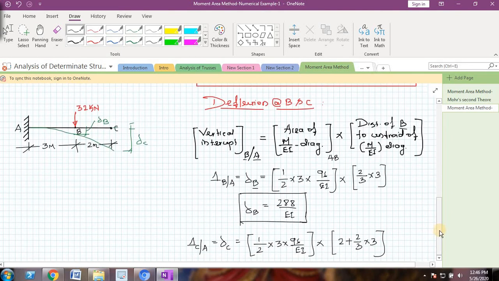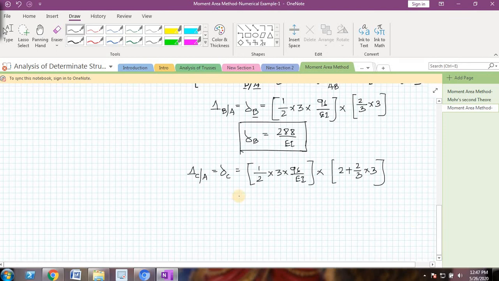So this will lead to delta C equal to 576 by EI. So this is the deflection at point C. So this is the deflection at point B.